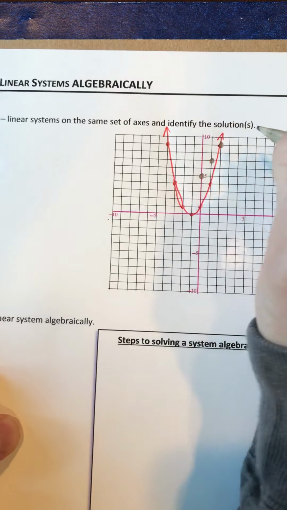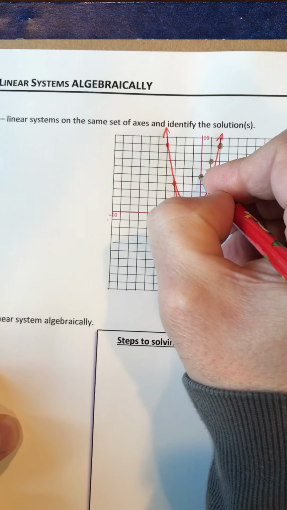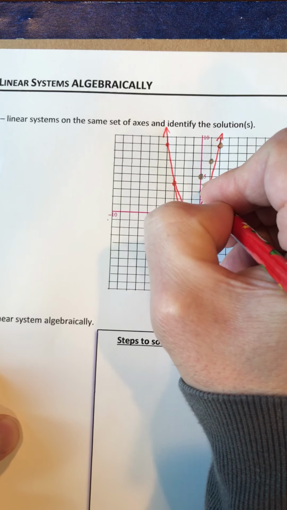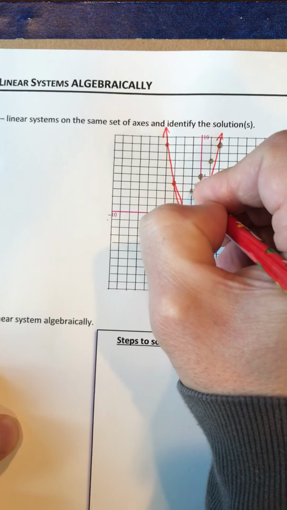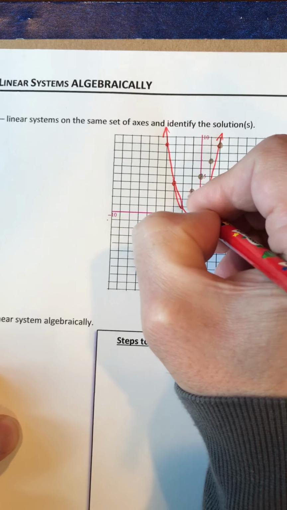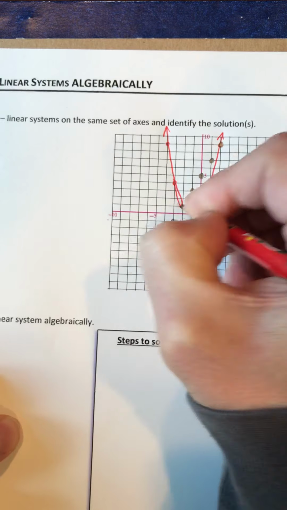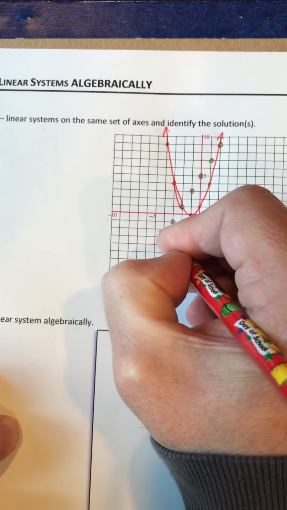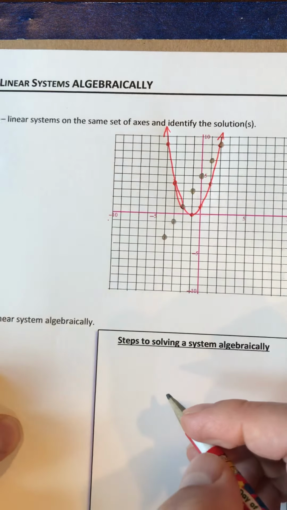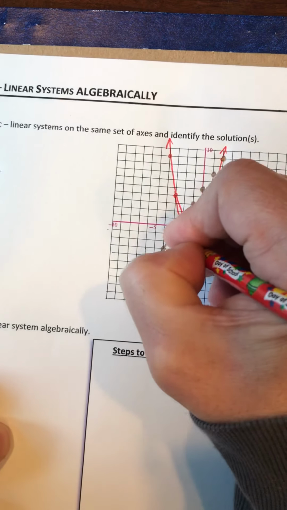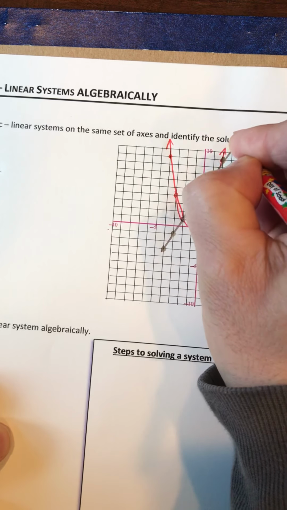I ran out of space, so I want to go backwards. So I'm going to go the opposite of up, I'm going to go down 2. The opposite of right, I'm going to go left 1. Down 2, left 1. I crossed the quadratic again, so I pretty much have enough points. And I'm going to connect the dots.